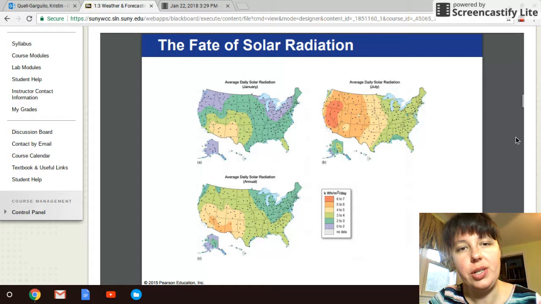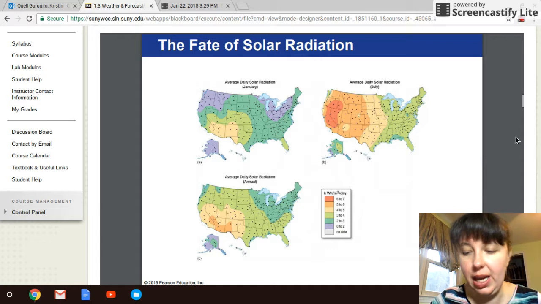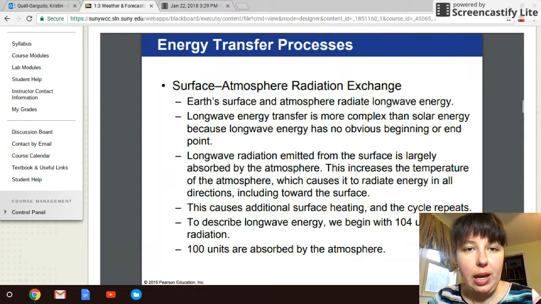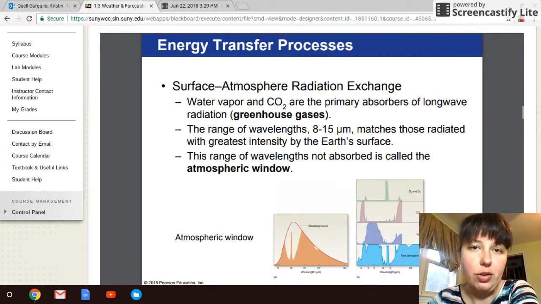And you'll notice that I skipped a slide or two. It's just talking about the net balancing of the amount of sunlight that comes into the atmosphere. And this is an image that's showing the same thing, net radiation and absorption of that energy over the surface of the Earth. And surface atmospheric radiation exchange is talking about how we can account for that energy within the atmosphere.